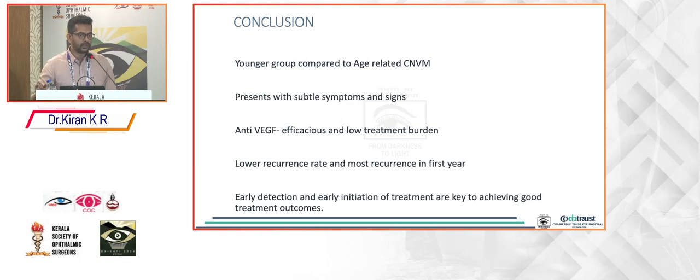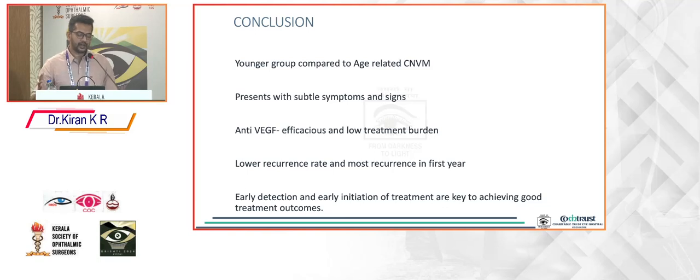usually a younger age group is affected compared to age-related macular degeneration. And the key point is they have very subtle changes, so you have to be very careful, especially in the background of other coexisting pathologies. It's very difficult to pick up these changes, so we have to resort to multimodal imaging. And anti-VEGFs are found to be very efficacious, and the recurrence and the number needed were very low compared to age-related macular degeneration. And closer follow-up in the first year, then you can relax the follow-up.